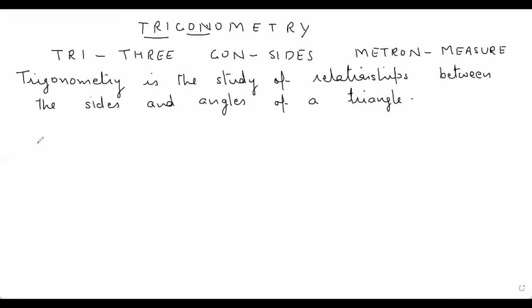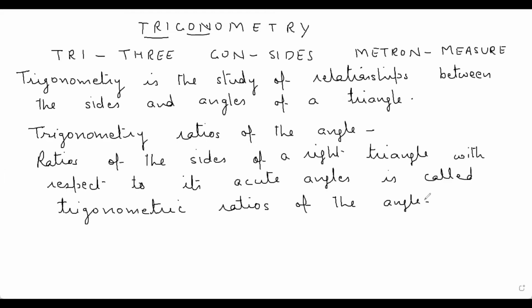Now I am going to explain trigonometric ratios of the angle. What's the meaning of trigonometric ratios of the angle? Ratios of the sides of a right triangle with respect to its acute angle is called trigonometric ratios of the angle. Certain ratios involving the sides of a right triangle are called the trigonometric ratios. On the next page, trigonometric ratios of the angle of a right triangle are defined.